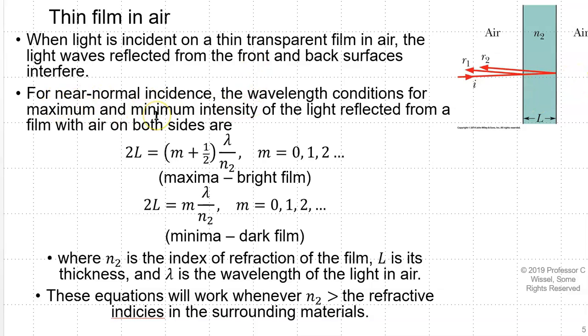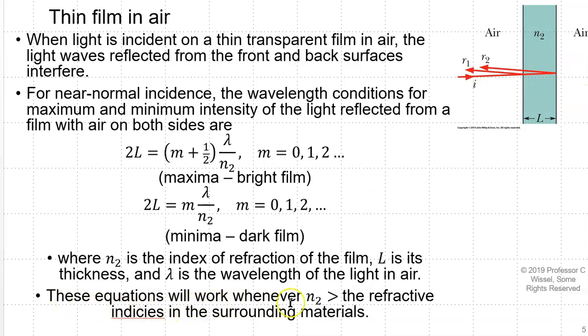For near normal incidence, the wavelength conditions for maximum and minimum intensity of the light reflected from a film with air on both sides are 2L = (m + 1/2)λ/n2 for m = 0, 1, 2, and this is for maxima, in other words, what you would see in the reflected light. L, of course, is the thickness of the film. n2 is the index of refraction of this middle medium. The other part would be the minima, and that would be 2L = mλ/n2 for m = 0, 1, 2. Now, the minima on this side will be the maxima on that side.